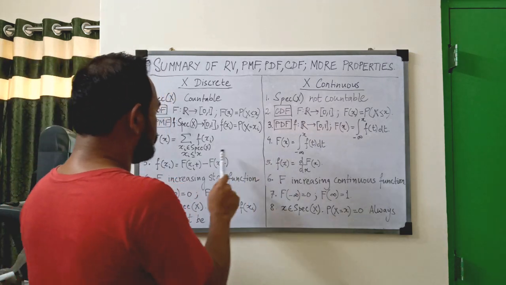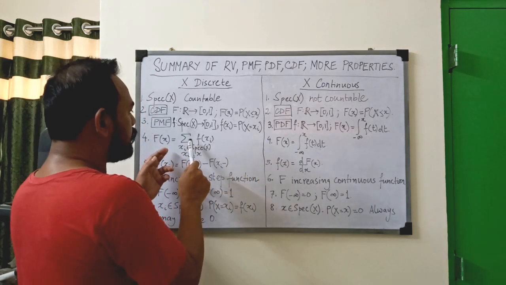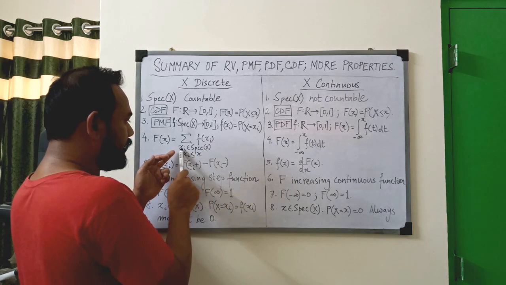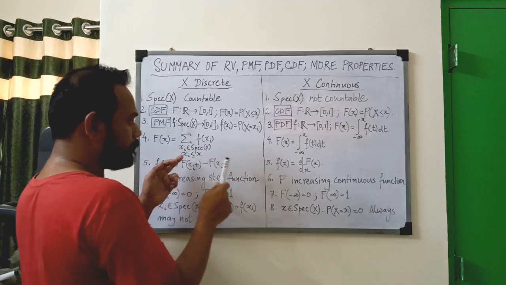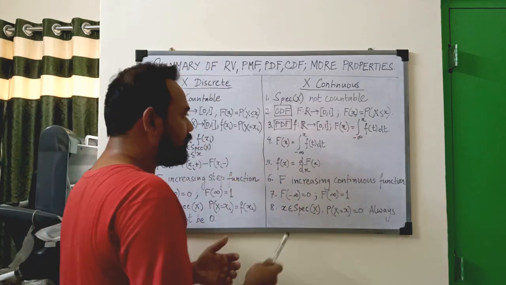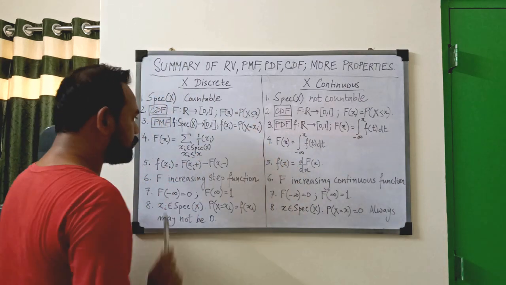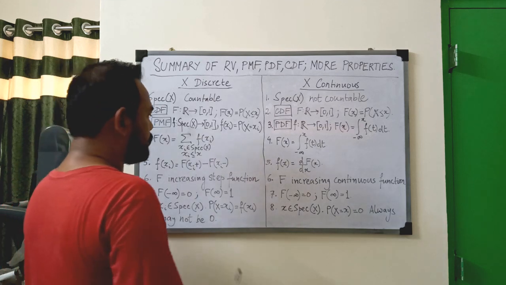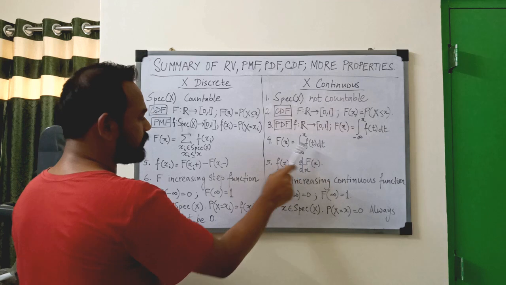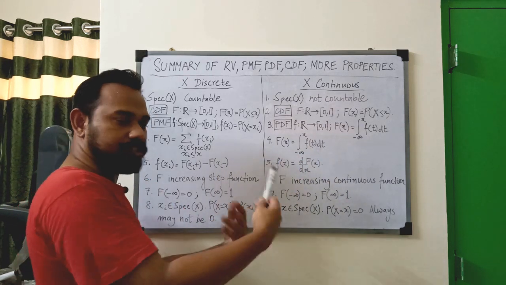Here, in spirit, the concept remains the same, except that because we're not dealing with a countable set, not dealing with listed numbers like x1, x2, x3, but with more like a continuous set, for example, 5 to 7, this summation gets changed into an integration, where the PDF in this case serves the same purpose as the PMF. The integration is really a continuous sum.